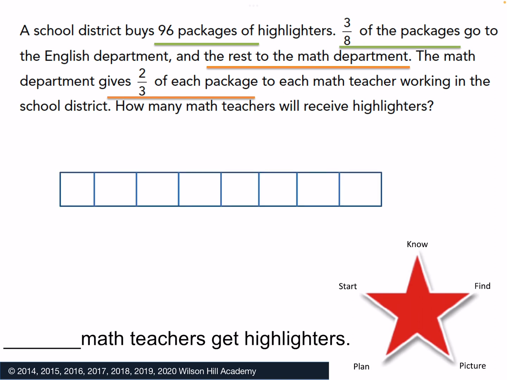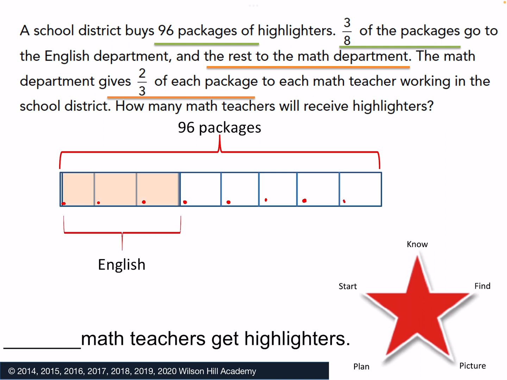Alrighty, here is my picture that I used to help explain to myself what was going on in the problem. I know there are 96 packages, and I cut these up into 1, 2, 3, 4, 5, 6, 7, 8 pieces. And the reason I did that is because 3/8 of those 96 packages are going to the English department. And that means a certain number of eighths are staying with the math department. And I know that there are 8 eighths in one whole and 3 eighths were used, and that leaves me with 5 eighths.